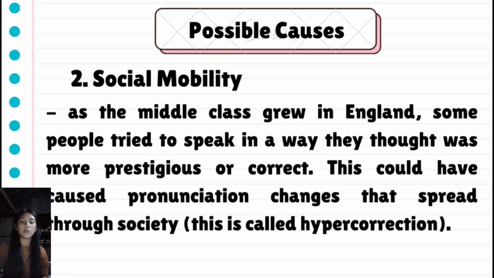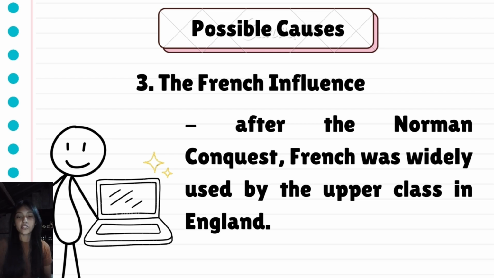The second one is social mobility. As the middle class grew, people tried to speak in a way they thought sounded more educated or prestigious, leading to pronunciation changes. Third is the French influence. After the Norman conquest, French was used by the upper class. Long contact between French and English may have affected English vowel sounds and how they are pronounced today. So those three are the possible causes of the Great Vowel Shift.